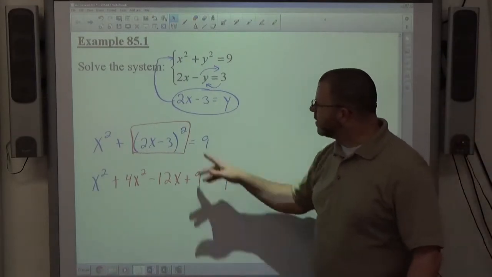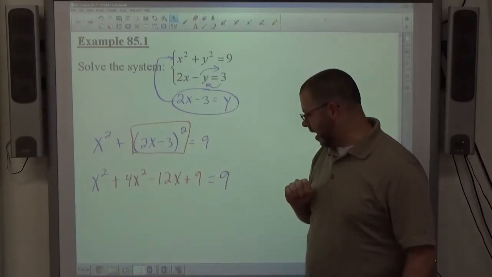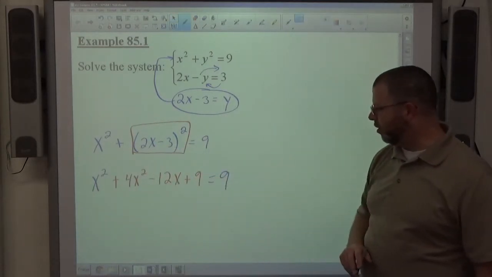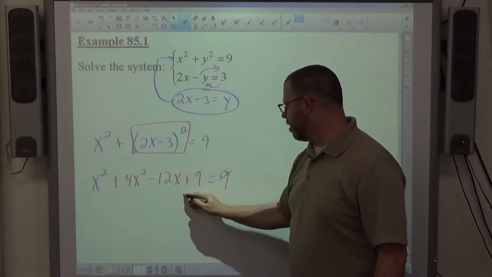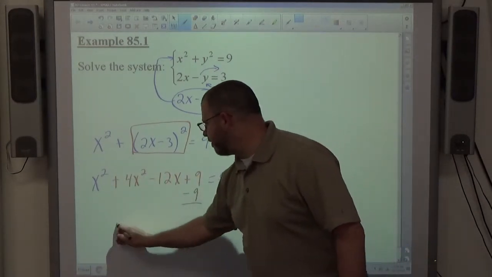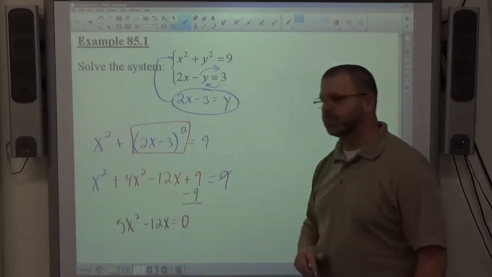All right? By substituting y out, replacing with an x expression, notice the only letter left in this problem is x. That makes it a workable equation. Since it's quadratic, I want everything equal to 0, so I'm going to move the 9 over here. That gets me 5x squared minus 12x is equal to 0.